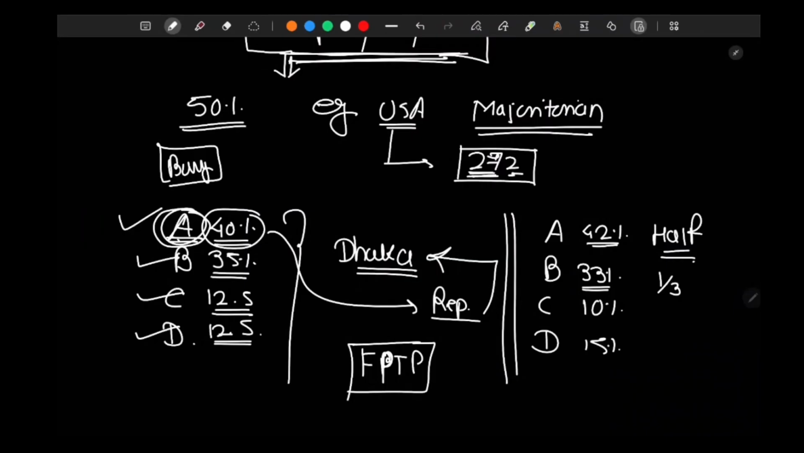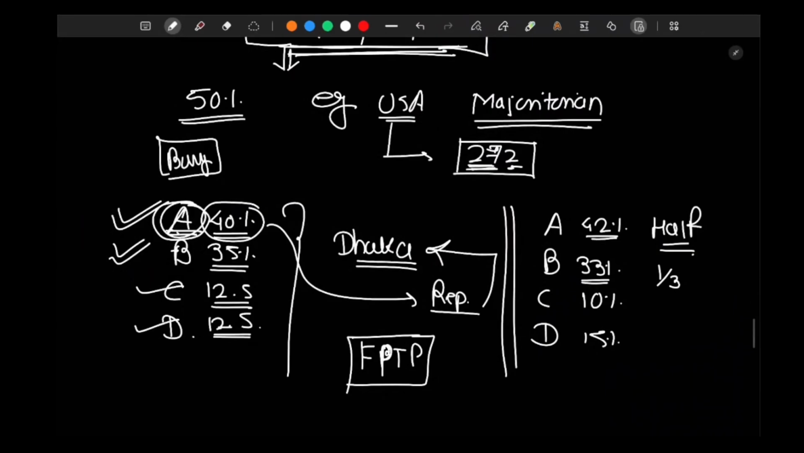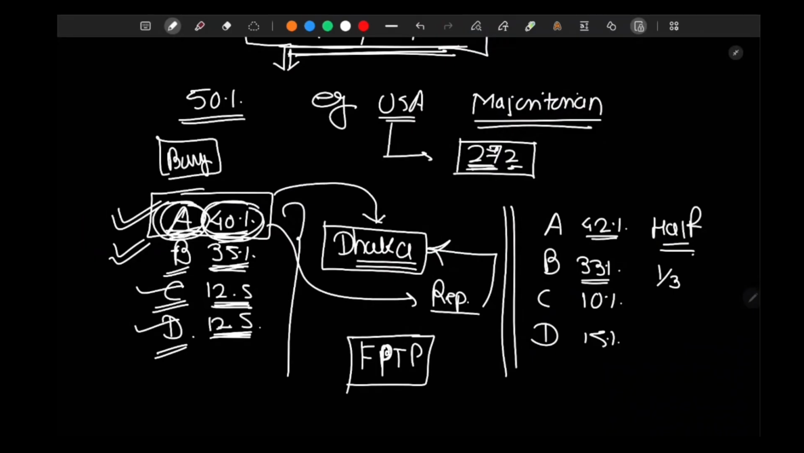Bangladesh has two big parties. Number one, Awami League. Number two, BNP, Bangladesh Nationalist Party. Right? General elections of Bangladesh happen, and in the Dhaka seat, Awami League gets 40% of the vote, BNP gets 35% of the vote, right? Party C and Party D get 12.5% and 12.5% of the votes each, right? So even though Awami League is in minority, it just has 40% of the votes, it wins the Dhaka parliamentary seat.